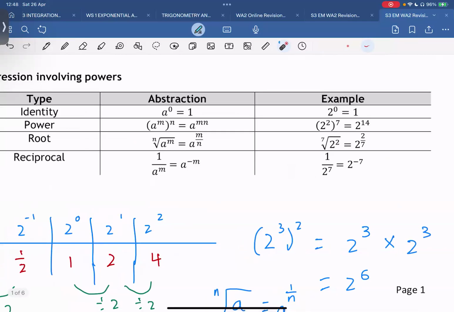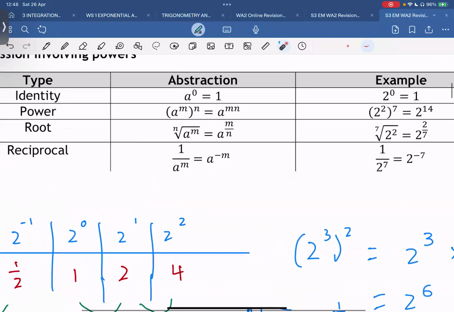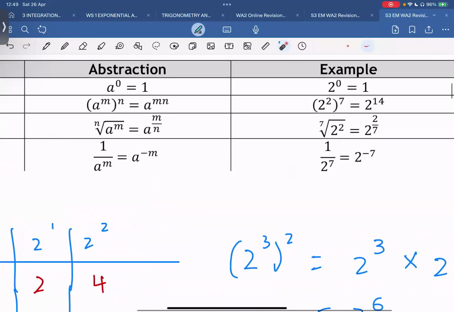And finally, we have one of the most important formulas: 1 over a to the power of m will give us a to the power of negative m. Why this formula is so important is because a lot of times you have to get rid of the negative sign in the power, and the only way to do that is to take the reciprocal. So for example, 2 to the power of negative 7 can be converted into 1 over 2 to the power of 7, and vice versa.